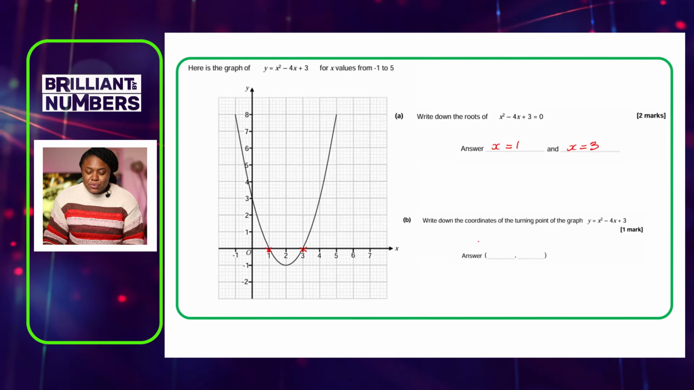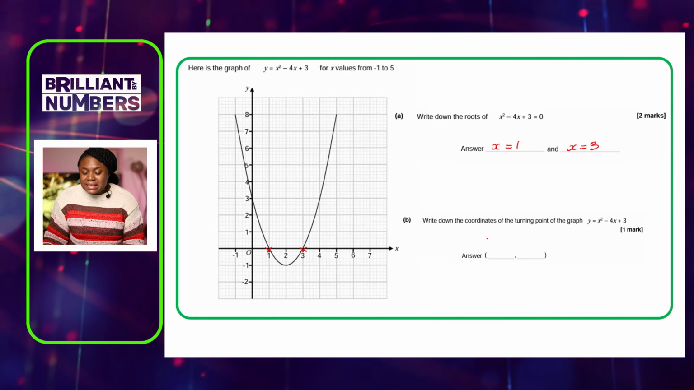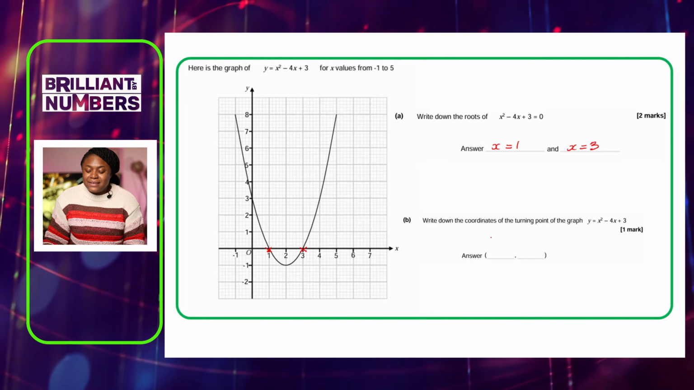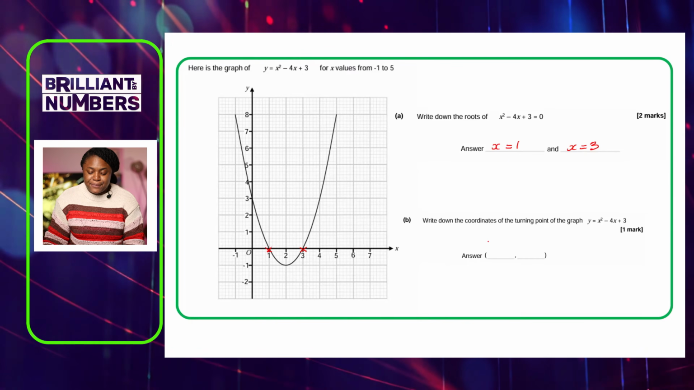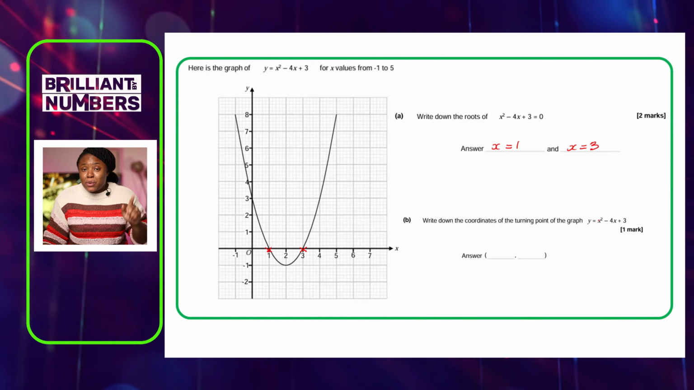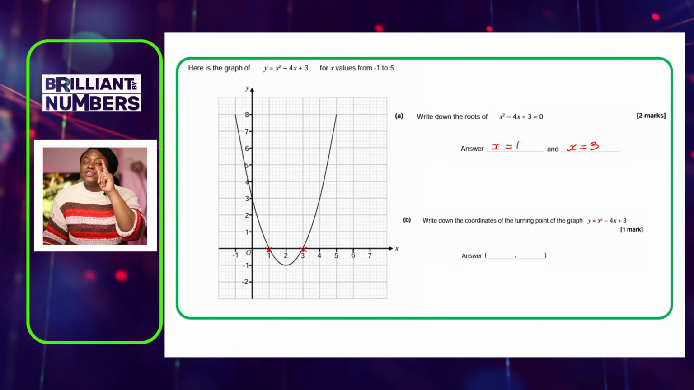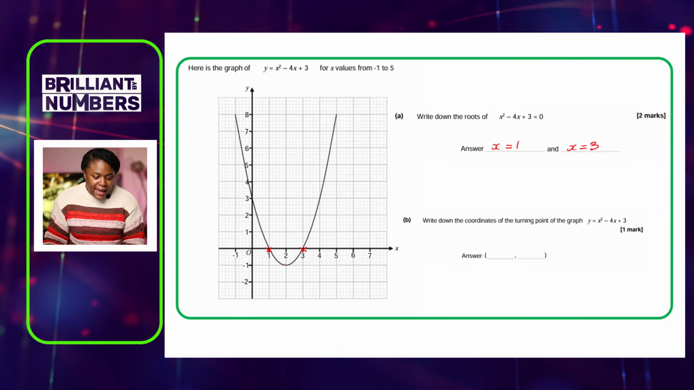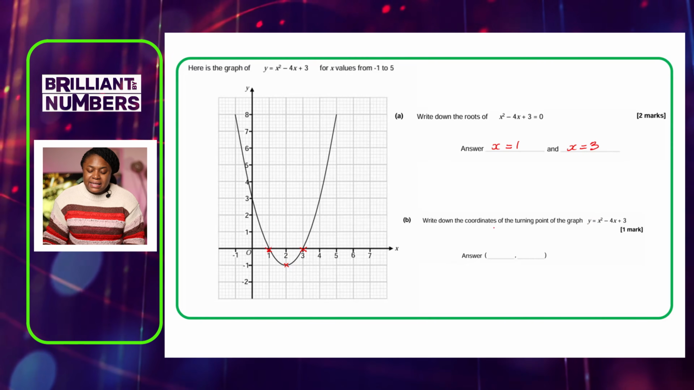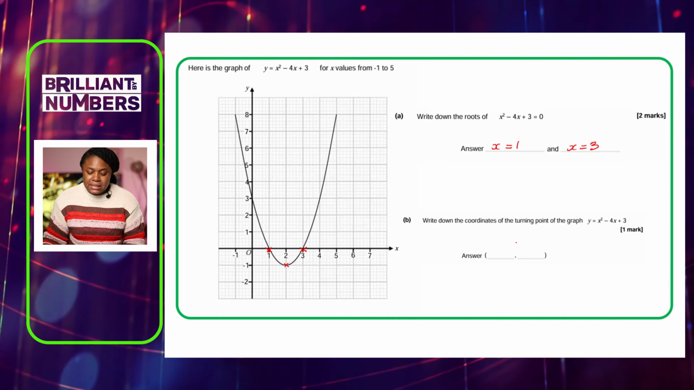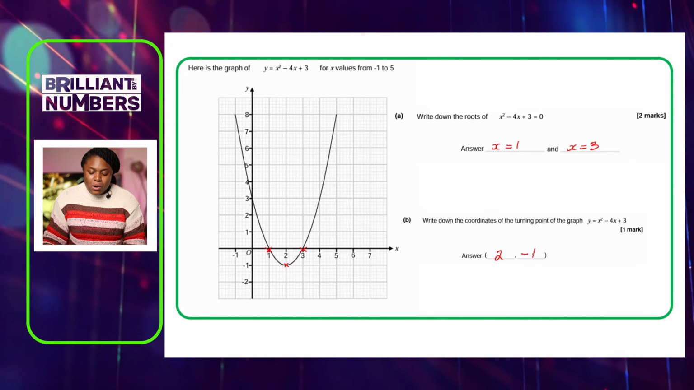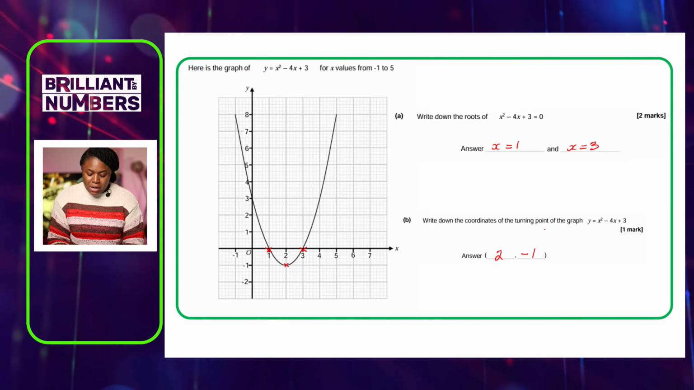Part B asks us to write down the coordinates of the turning point of the graph y equal x squared minus 4x add 3. So the turning point is simply where the parabola stops going down and then starts going up. So if we look here, we can see dead on at 2, minus 1 is exactly where the graph begins to turn. So the answer is 2, minus 1, and that's for 1 mark.